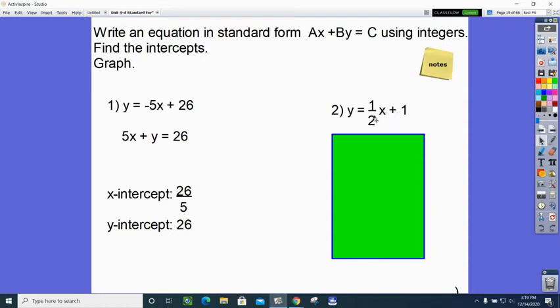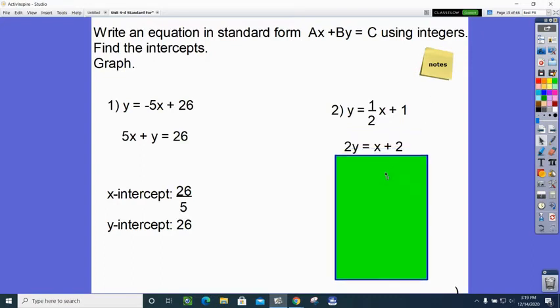Okay, so now what I'd like you to do is you're going to do this one, 2 jobs: write it in standard form, no fractions allowed, and find the x and y intercept. Okay, so first of all, did you clear the fractions by multiplying everybody by 2? 2 times the y, 2 times the 1/2 x, and 2 times the 1. And now it kind of looks like what we're doing over here.